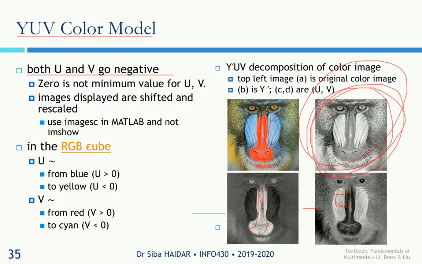So in the RGB cube, U will vary from blue, which is positive, to yellow, which is negative. V will vary from red, which is V positive, to cyan, where V is negative.